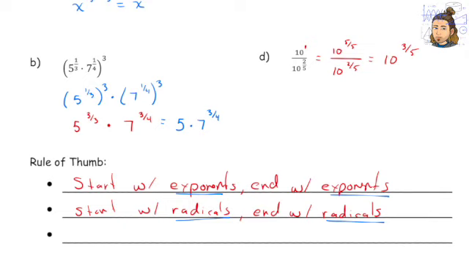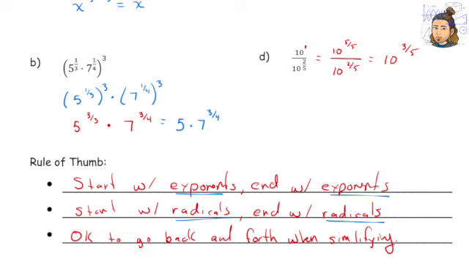The last thing is while you're simplifying, it is absolutely okay to go back and forth. Sometimes it'll be easier to work with an exponent, sometimes it'll be easier to work with a radical, but while you're working through the problem, you can absolutely go back and forth, but just make sure you end with whatever the form was that you were given.